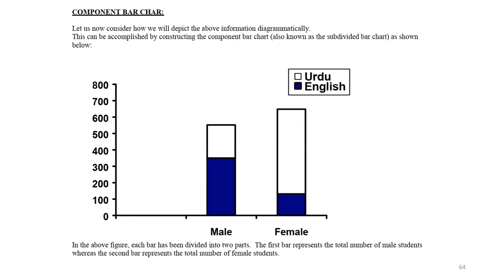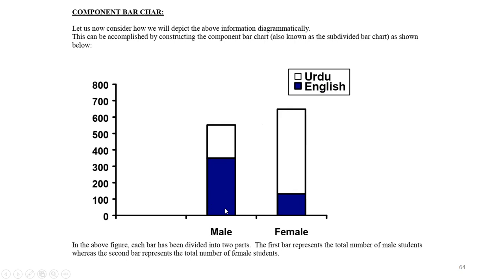Okay. Now, component bar chart. Let us now consider how we will depict the above information diagrammatically. This can be accomplished by constructing the component bar chart, also known as a subdivided bar chart. If we divide the bar chart, you will get the component bar chart. In the above figure, each bar has been divided into two parts. The first bar represents the total number of male students, whereas the second bar represents the total number of female students.